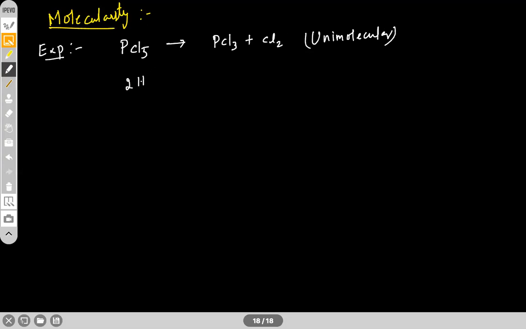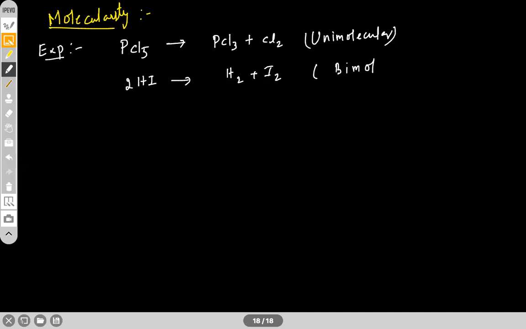You see this example, if you have taken dissociation of PCl5, PCl5 converts into PCl3 and Cl2, and it is a single step reaction, simple reaction. Since only one molecule is involved, we call it unimolecular. Unimolecular reaction. If you take a dissociation of HI, 2HI gives H2 plus I2, two molecules involved, so it is bimolecular.